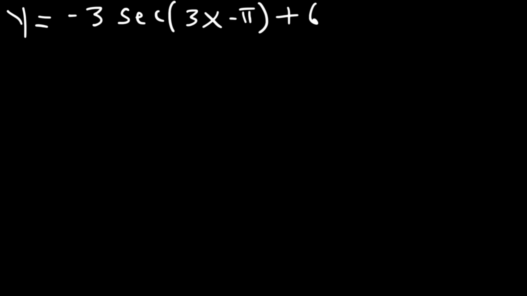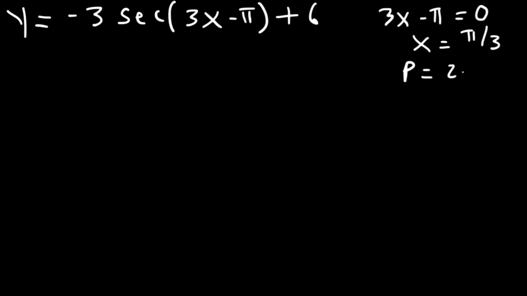So let's begin with a phase shift. Let's set the inside equal to 0. And keep in mind secant is 1 over cosine. So we're going to graph it like a cosine function first. Solving for x, we can see that it's going to be pi over 3. Next, calculate the period. The period is 2 pi over b. In this case, b is the number in front of x. So 2 pi over 3.